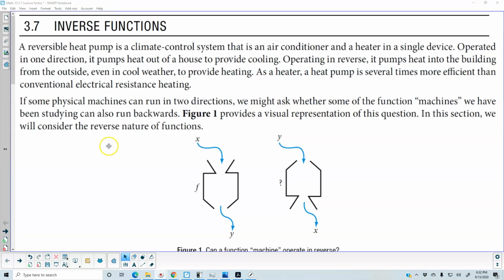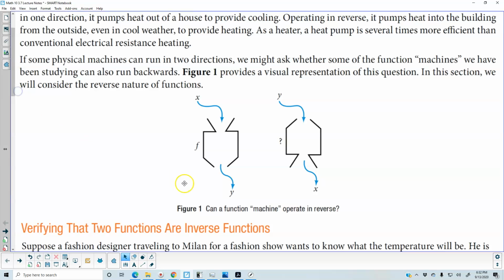If some physical machines can run in two directions, we might ask whether some of the function machines we have been studying can also run backwards. Figure 1 provides a visual representation of this question. In this section, we will consider the reverse nature of functions.